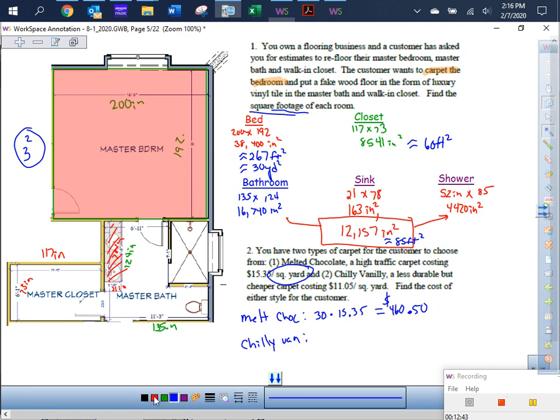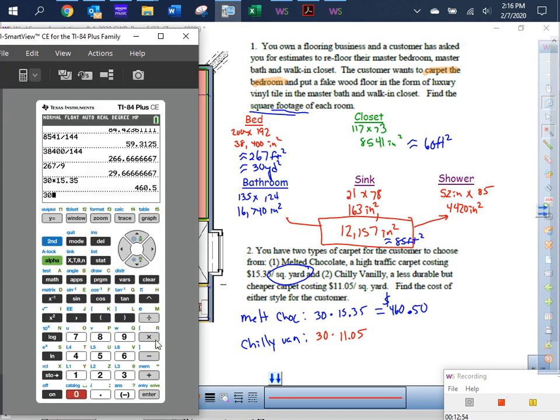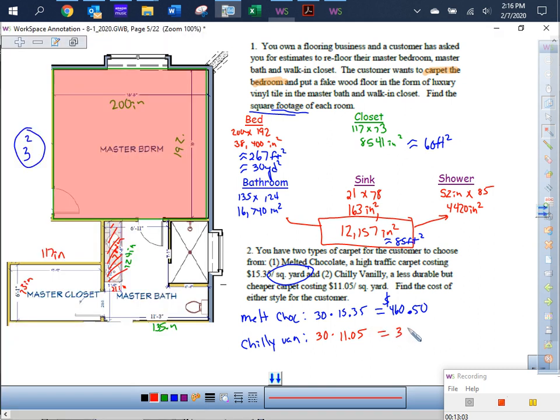And then for the chili vanilla, they still have the 30 square yards, but it only costs $11.05 because it's cheaper carpet. But you know what you get when you buy cheap stuff is you get what you pay for, so it's not as durable. So punching that in, $331.50. Depends on what the person really wants. You know, do they own this house, or are they renting it and they don't really care if the carpet gets roughed up or anything?